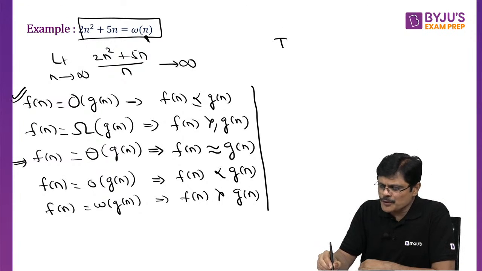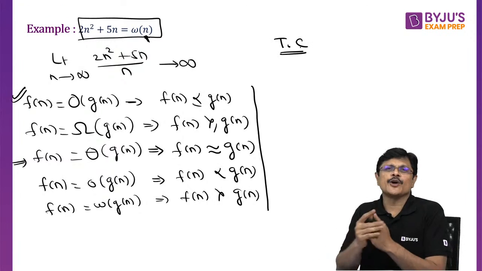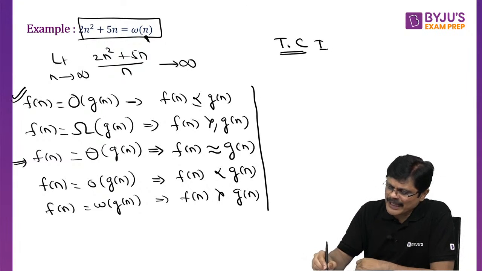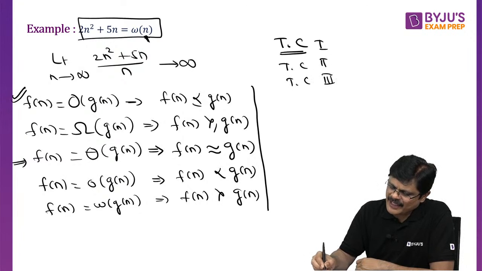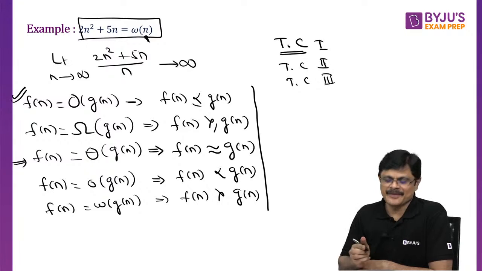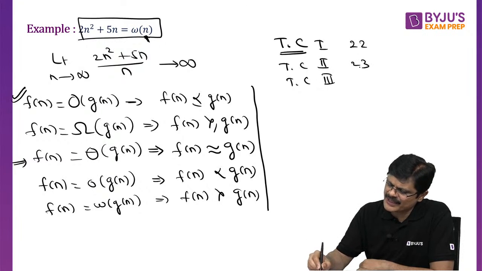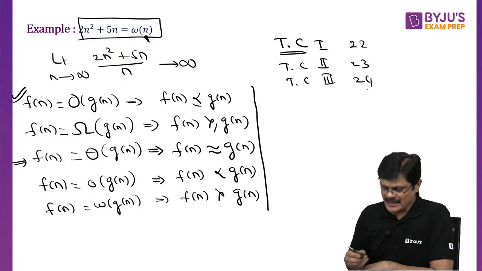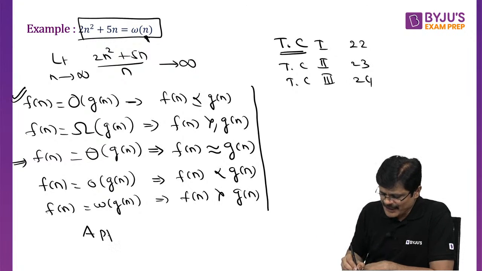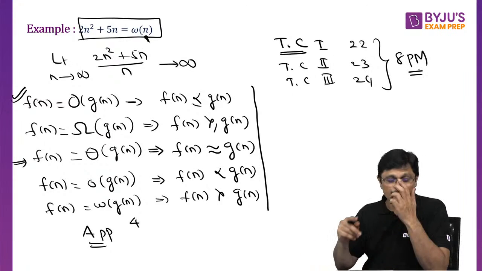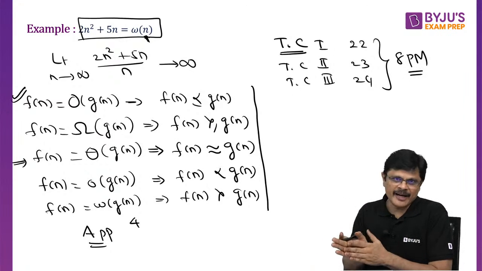From tomorrow I am going to start time complexity. I am going to solve time complexity problems, time complexity 1, time complexity 2 and time complexity 3. For the next 3 days I will be discussing this. Today is the 21st, right? So on the 22nd, 23rd and 24th I will be discussing this, and in the app I will be taking free app classes. These classes are at 8 p.m., my dear friends, tomorrow, day after tomorrow and on Friday.